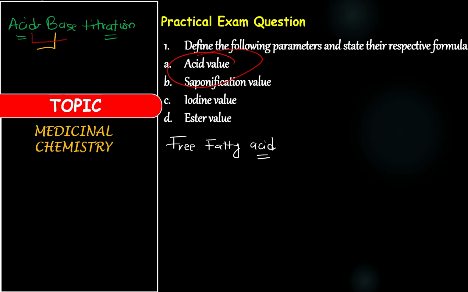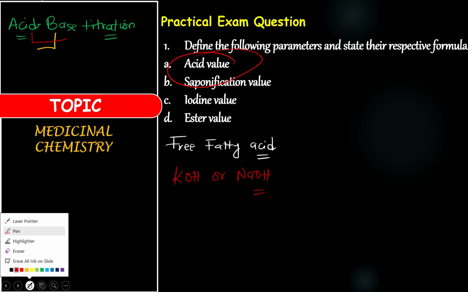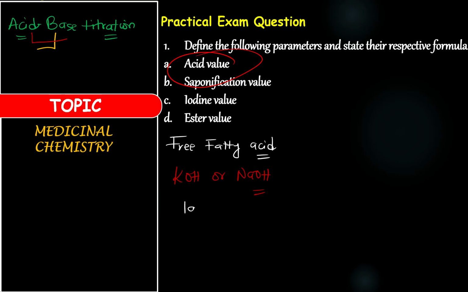So we said the acid value is a measure of the amount of free fatty acid present in a substance, and it is typically expressed as the number of milligrams of KOH or sodium hydroxide, KOH being potassium hydroxide, that is required to neutralize the free acid in 1 gram of the substance. That is the acid value. Is that okay? Can I say it again?